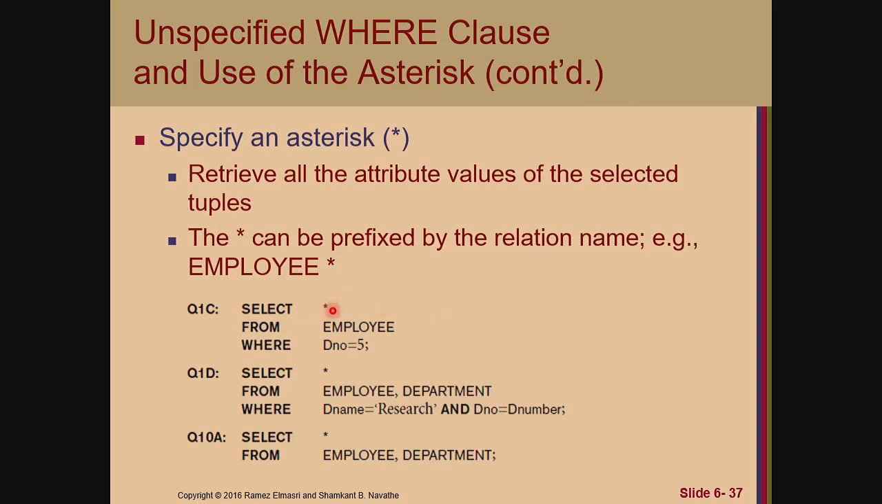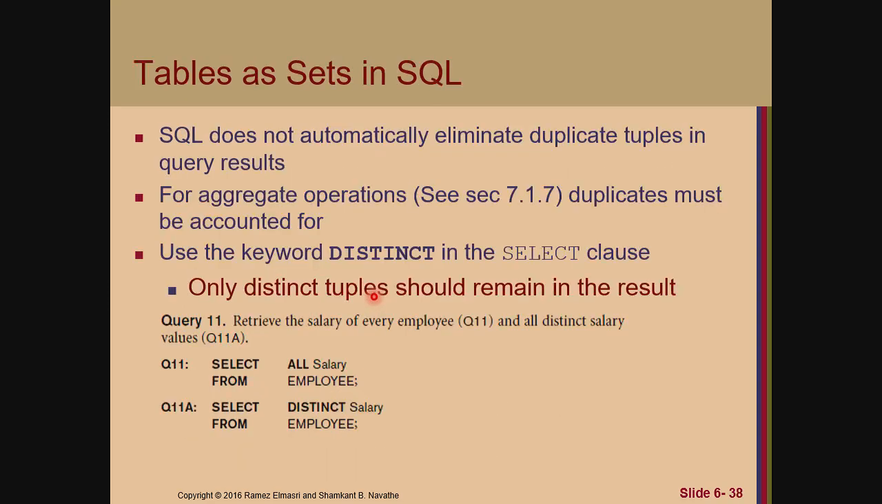This one shows just star. We want just everything, right? If we want just some of the columns, we call it projection. Right? If you use star, you select all of them.